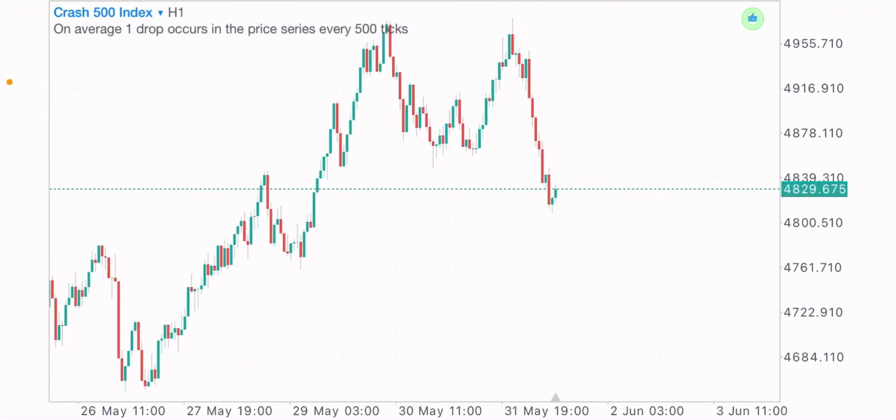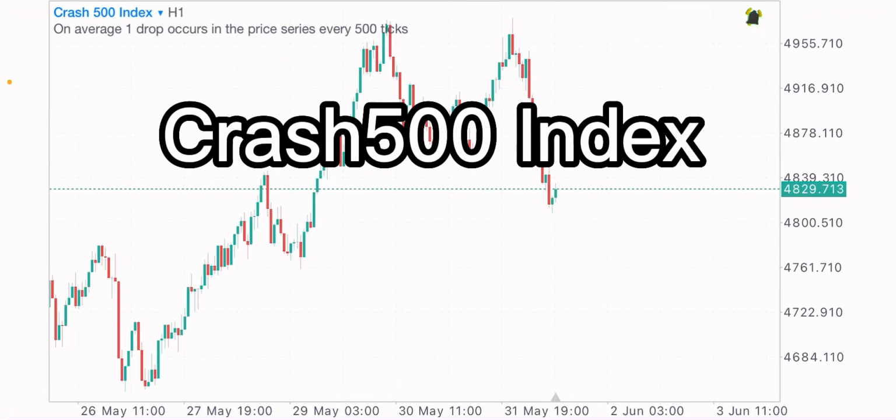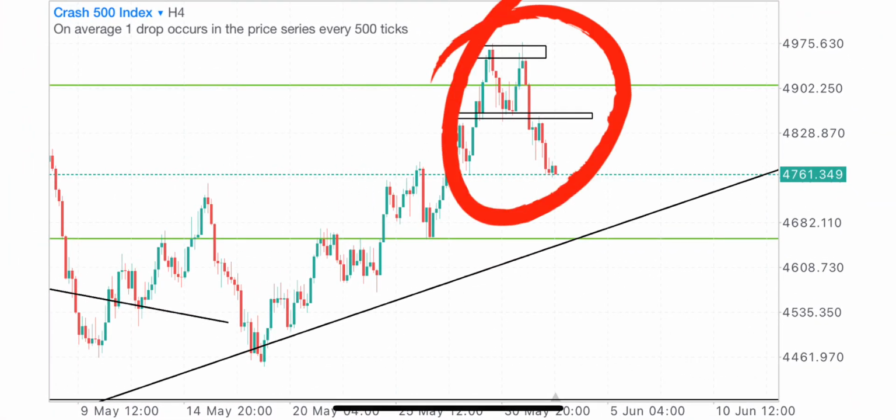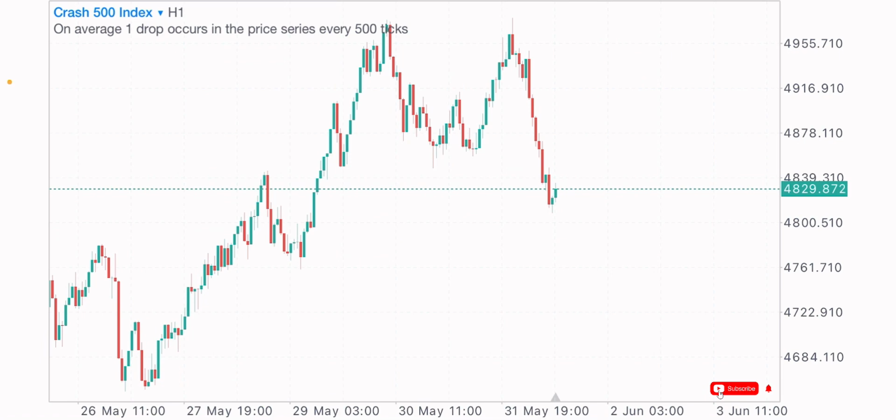So we're having a market outlook on crash 500 index. We have a market situation basically, so I want us to have a look on it together. You all know, whenever I want to analyze the market and look out for opportunities in the market, I start from the higher time frame.